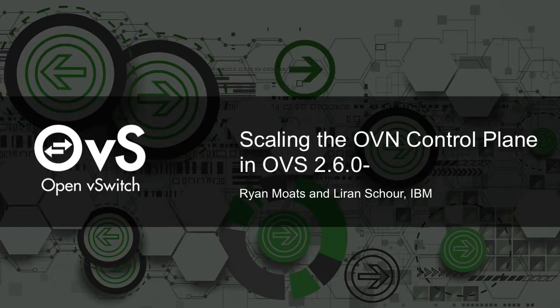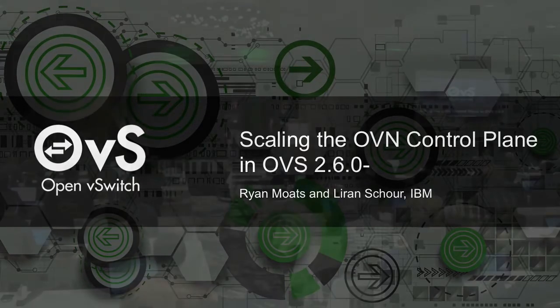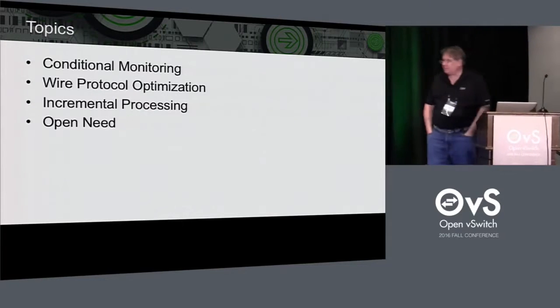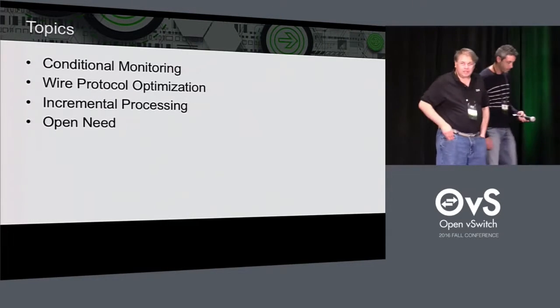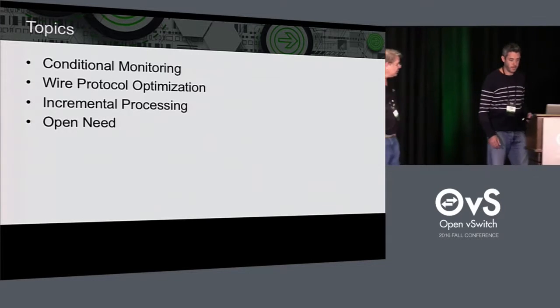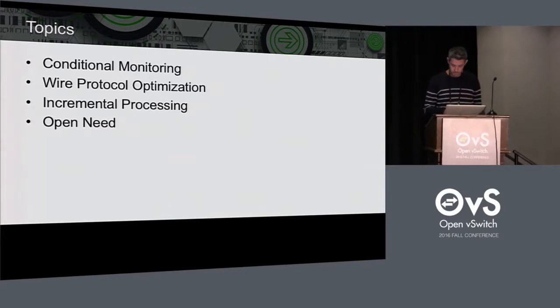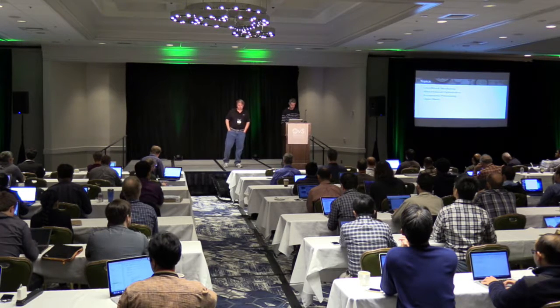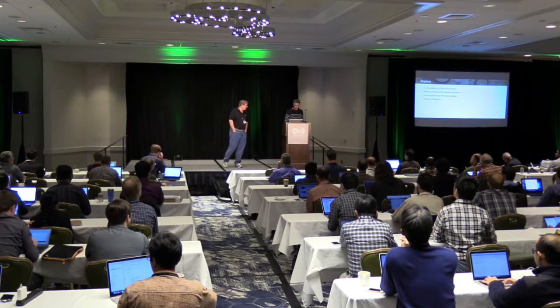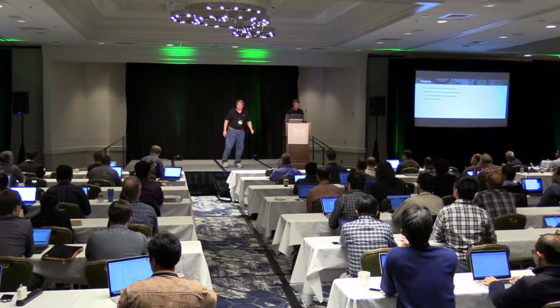So this is a real quick talk on what we've done at IBM on a couple of different topics around scaling the plane. I'm going to turn it over to Liran to start with to talk about conditional monitoring, and then we're going to cover a couple of other things we did on the wire protocol and an attempt that we did to try and do incremental processing, and then talk about what we see as needing to still happen.